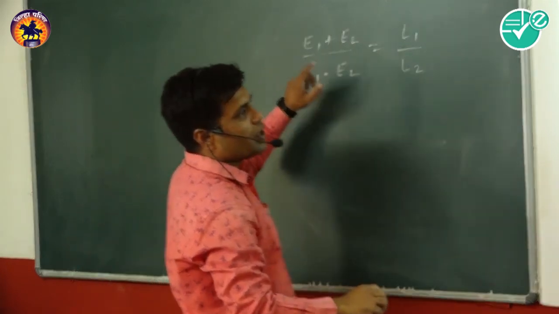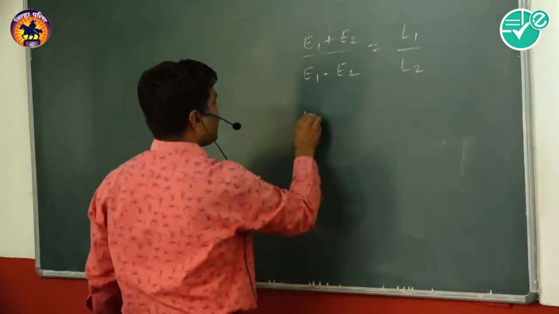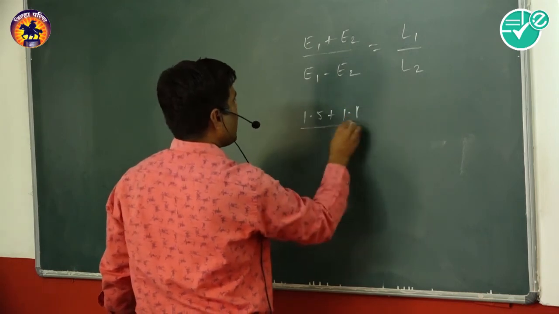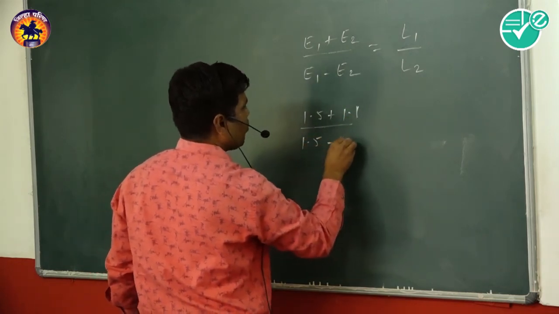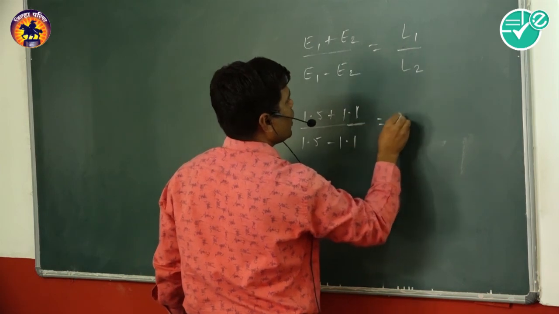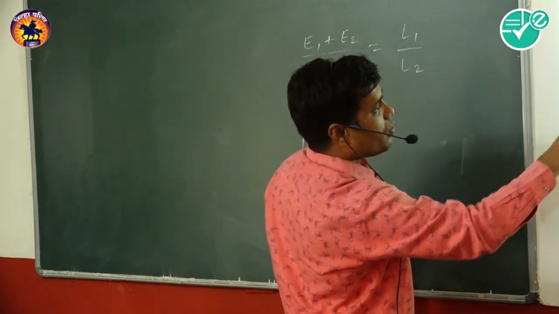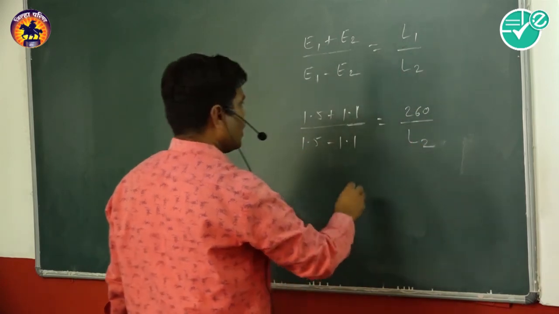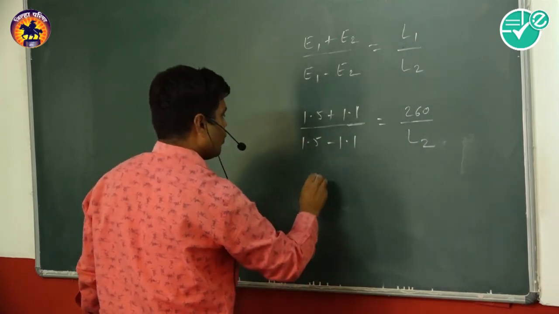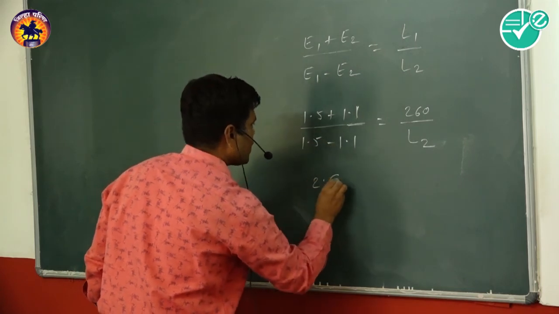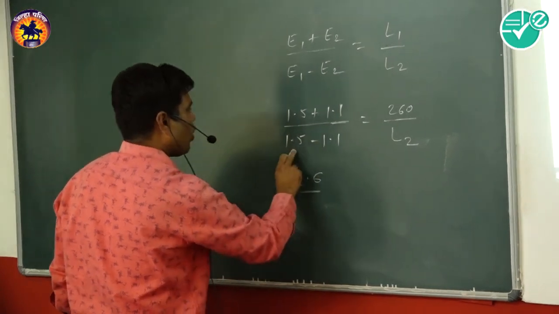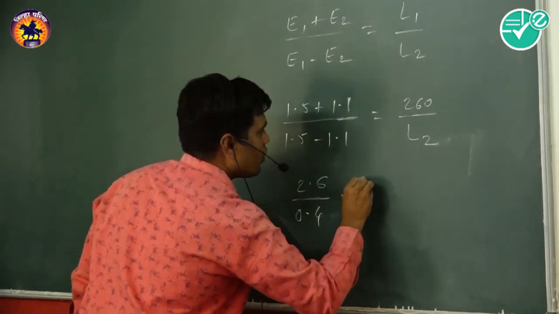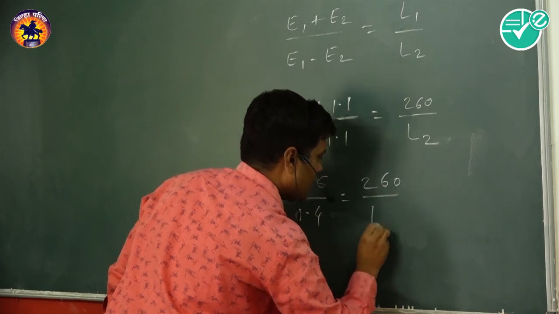So E1 plus E2, the cells given, is 1.5 plus 1.1 volt divided by 1.5 minus 1.1 volt. Here L1 is given, L1 is 260 centimeter, and you have to calculate the value of L2. So from this data, 2.6 divided by 1.5 minus 1.1, which means 0.4, is equal to 260 divided by L2.